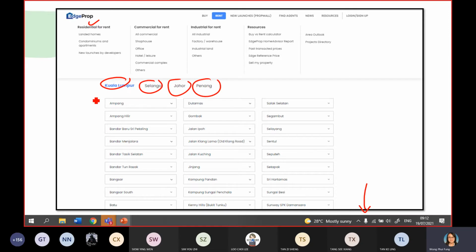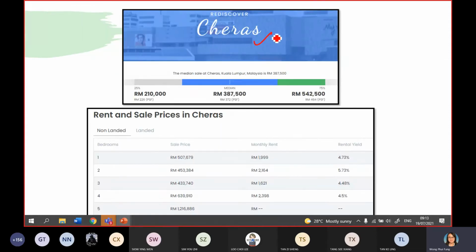So say for example, I use KL as an example. I click KL, and under KL, I use Cheras as one of the examples. When you click Cheras, you can see it will tell you the selling price at Cheras. So the lowest is around 200,000. The median price will be around 387,000. The highest price will be around 542,000. So actually this serves as very good information for you.